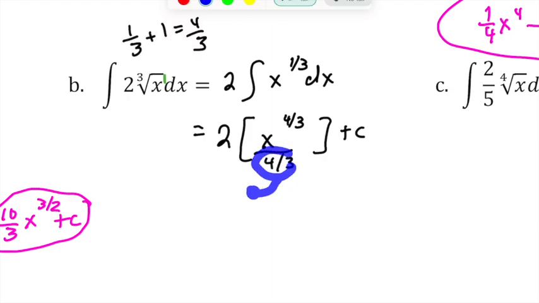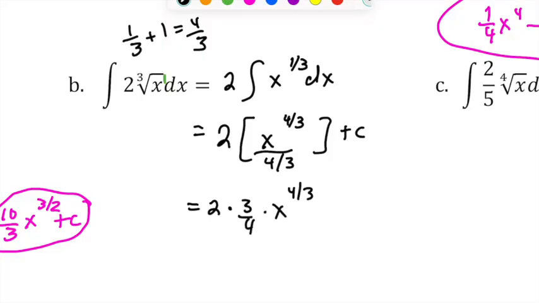So I'm going to move this outside. When I take this fraction out, I reciprocate it. It's going to be 2 times 3/4 times x to the 4/3 plus c. And again, just to remind you, the plus c should be in here, but when you multiply it times 2, it's still just a constant. And again, this represents any constant.